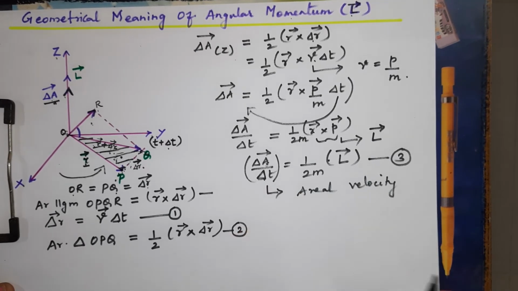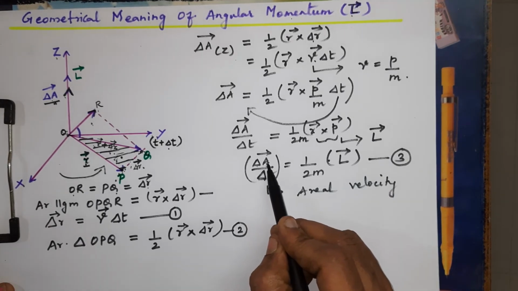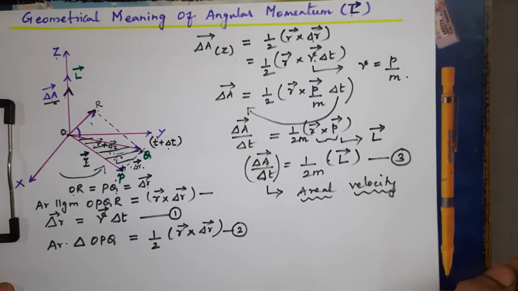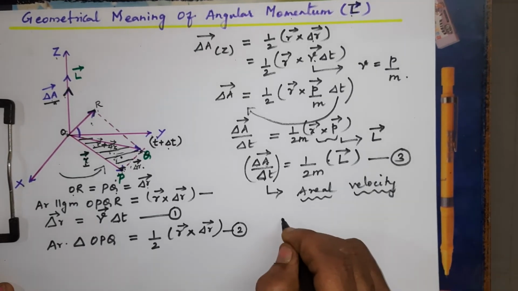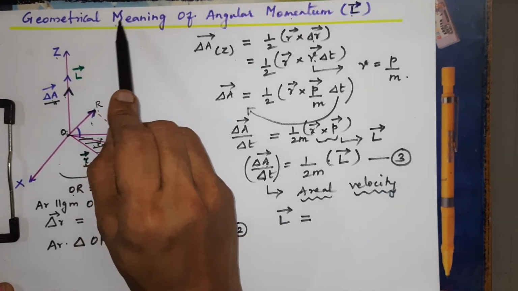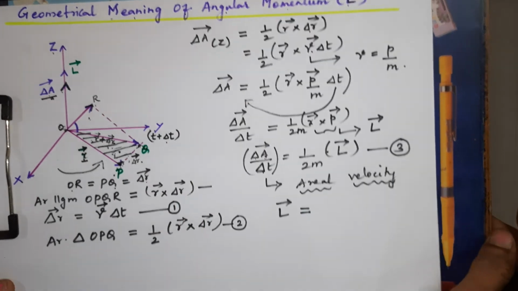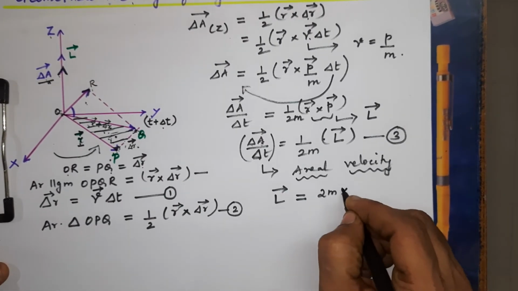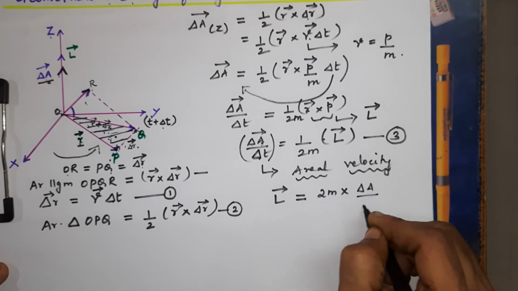Rate of change of displacement is velocity. We all know that. Here it is rate of change of area, and hence you call it areal velocity, otherwise areal vector. We can once again rearrange this for angular momentum, because we are talking about the geometrical meaning of angular momentum. Therefore, we write this as L equals 2 times mass multiplied by delta A by delta T.